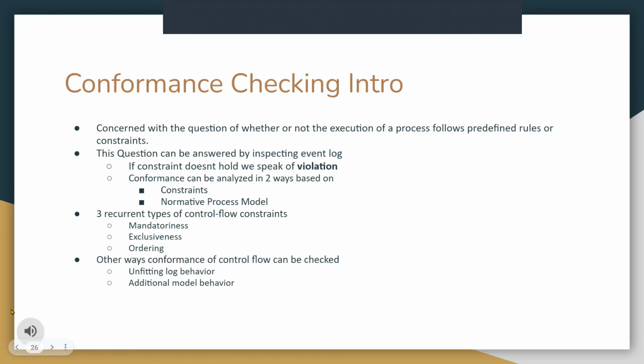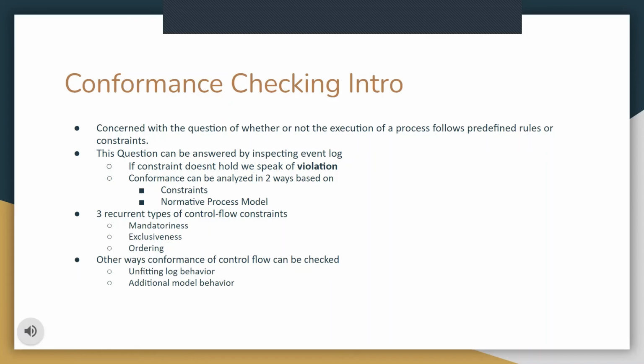Next, we'll talk about conformance checking. Conformance checking is concerned with the question whether or not the execution of a process follows predefined rules or constraints. This question can be answered by inspecting the event log. If a particular constraint does not hold, we speak of a violation. In particular, conformance checking is concerned with identifying these violations and making statements about the extent of them altogether. Violations might relate to the three process perspectives of control flow, data, and resources in isolation or in combination.